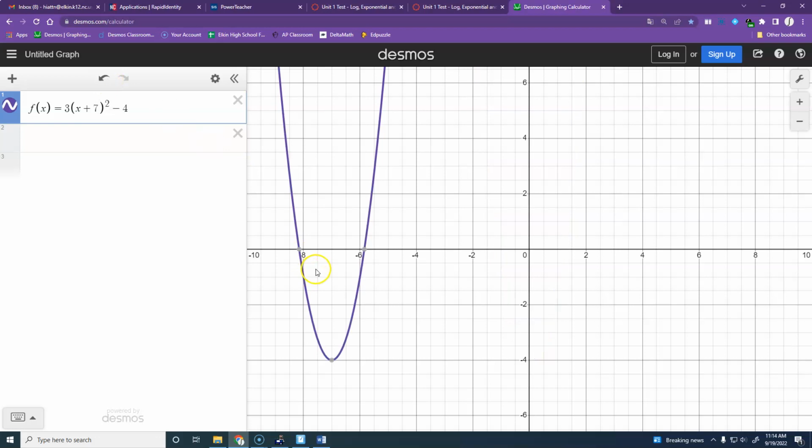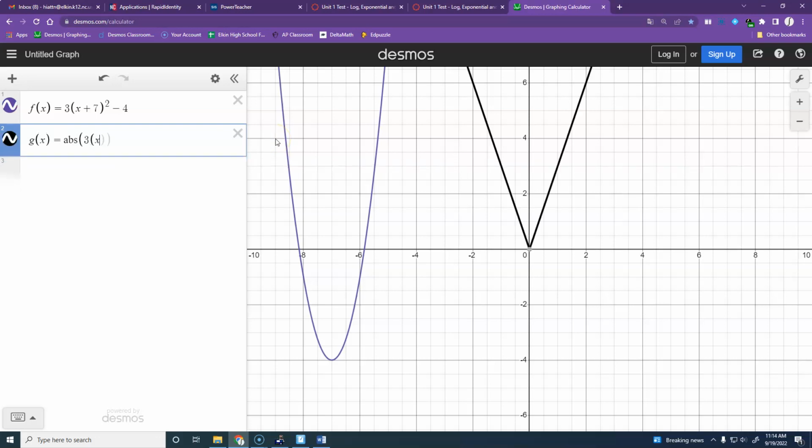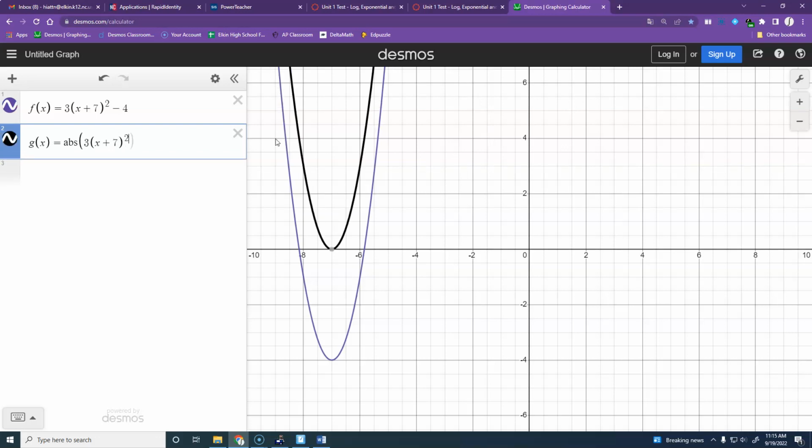Okay? So if I have a graph like this, right? If I do the absolute value of that whole function, 3 times x plus 7 squared minus 4. Okay, so my absolute value bars are on the outside, and I've got all that stuff in the middle. The quadratic is my parent function. What did it do to the graph?